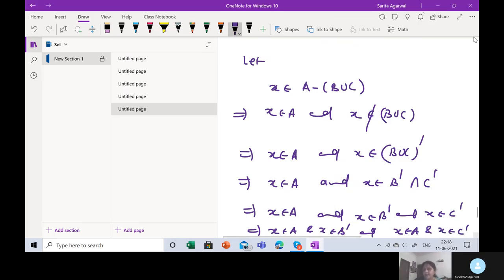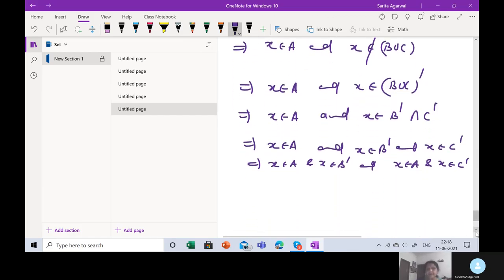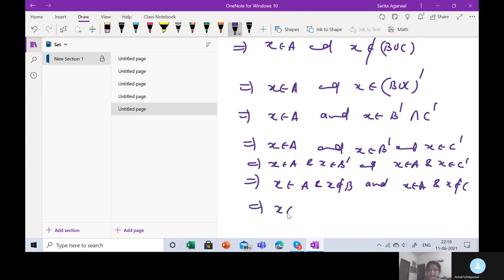So that means I can say this. X belongs to A and X does not belong to B. And X belongs to A and X does not belong to C. And which means that X belongs to A minus B and X belongs to A minus C. That means X belongs to (A minus B) intersection (A minus C).